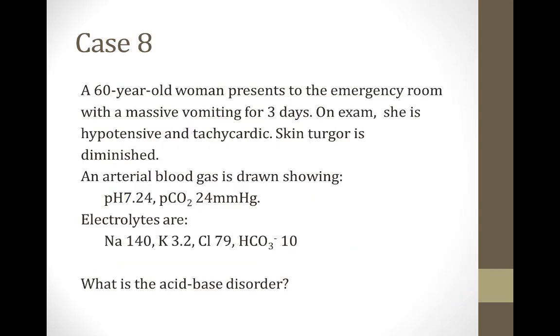Last case is a 60-year-old woman who presents to the emergency room with massive vomiting for 3 days. On exam, she's hypotensive and tachycardic. Skin turgor is diminished. An arterial blood gas is drawn showing a pH of 7.24 and a PCO2 of 24. Electrolytes are sodium of 140, potassium of 3.2, chloride of 79, and bicarb of 10. What is the acid-base disorder?